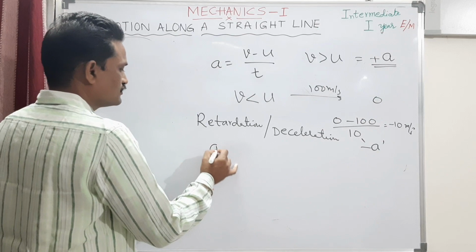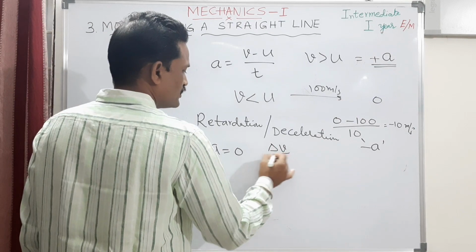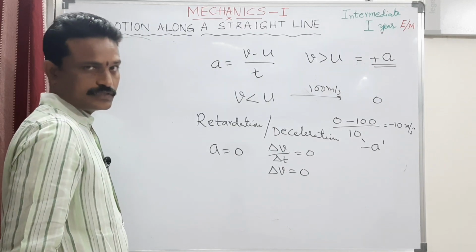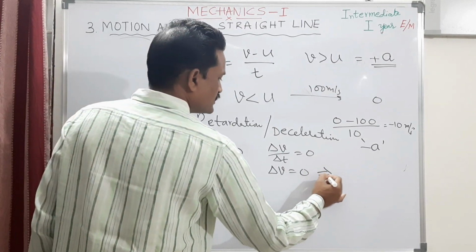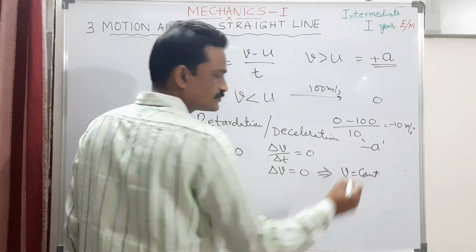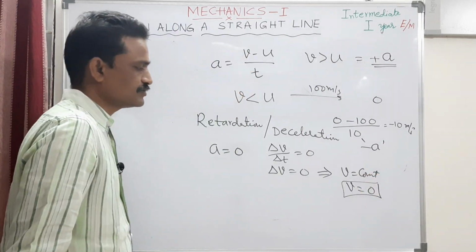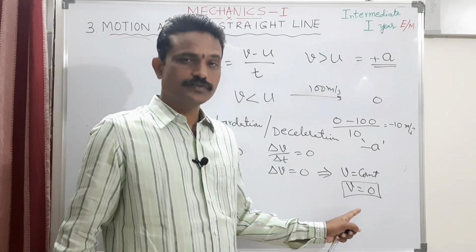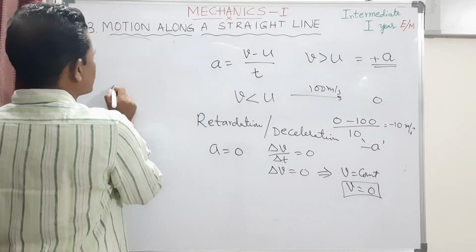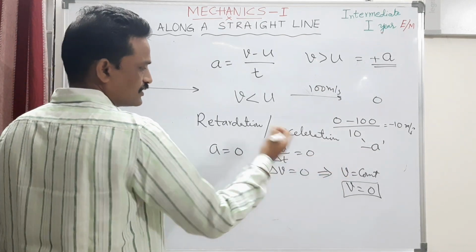If a is equal to 0, what does it mean? There are two possibilities. a means delta v by delta t. If this is 0, that means delta v is equal to 0. Change is 0. It implies that two possibilities are there. One is v is constant. The other one is v is 0. If the object is at rest, take the example of a mountain which is not at all moving, no question of speed, no question of acceleration. You are going on the bike with a constant speed, no change. Then you have 0 acceleration.